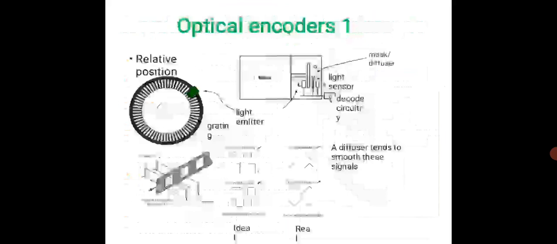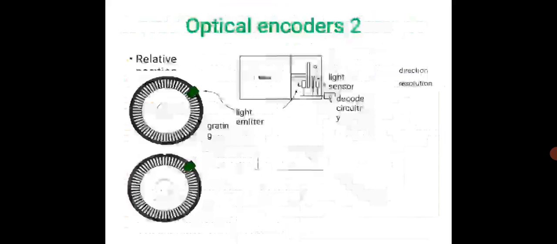So we have optical encoders. The name itself suggests it involves light. There will be a light sensor, then there will be decoding circuitry, obviously, and in between you will have a mask or a diffuser. This will detect the relative position, where you can see the diffuser tends to smooth the signals. This is how it is made, and it tells you the direction or the resolution.